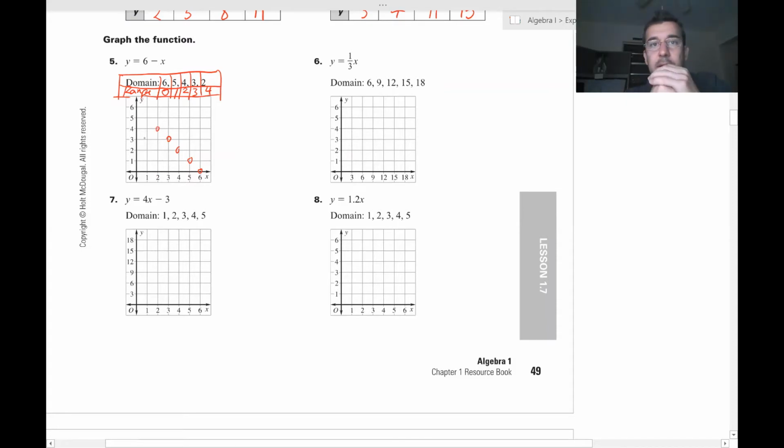Okay. Number 6, the function is y equals 1/3 x. The domain, 5 values. Let's calculate the range values.